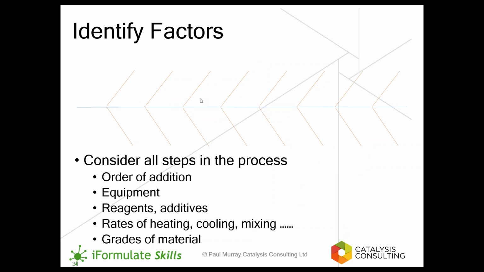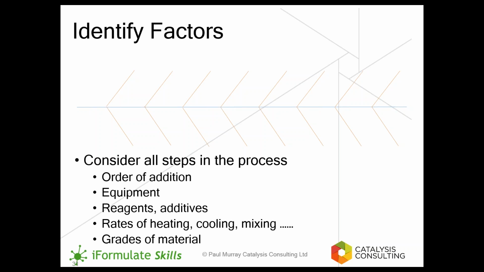So when we're identifying factors, I usually use a wishbone diagram, and we look to consider every step in the process. So what order do we do things? What equipment do we use? What reagents or additives? What rates of heating, cooling, mixing? What grades of material? All of these are things that are important and should be considered as part of the process of identifying factors.